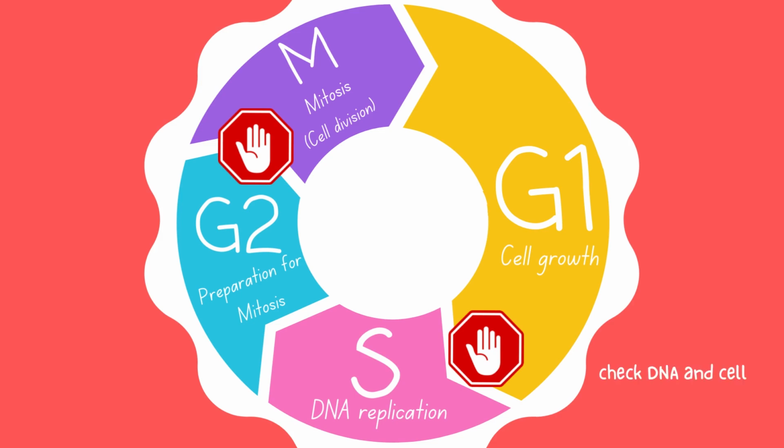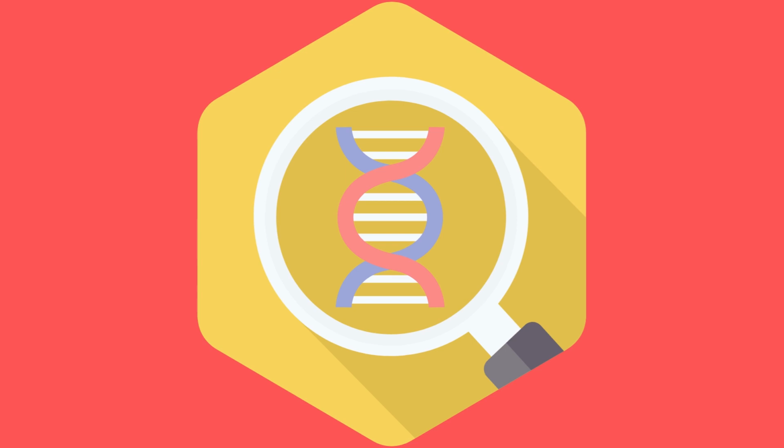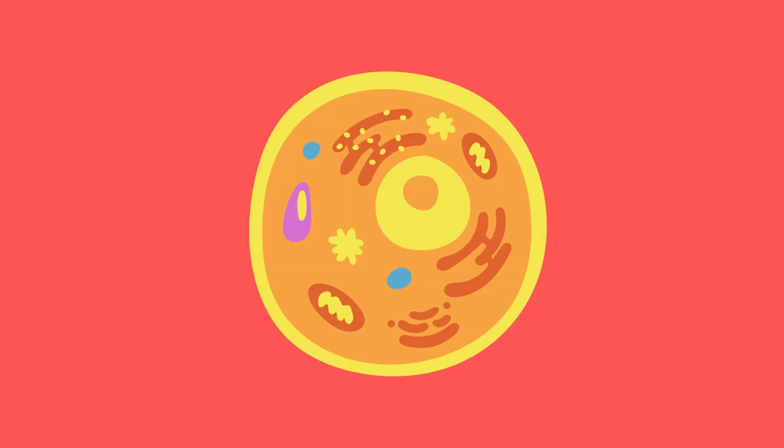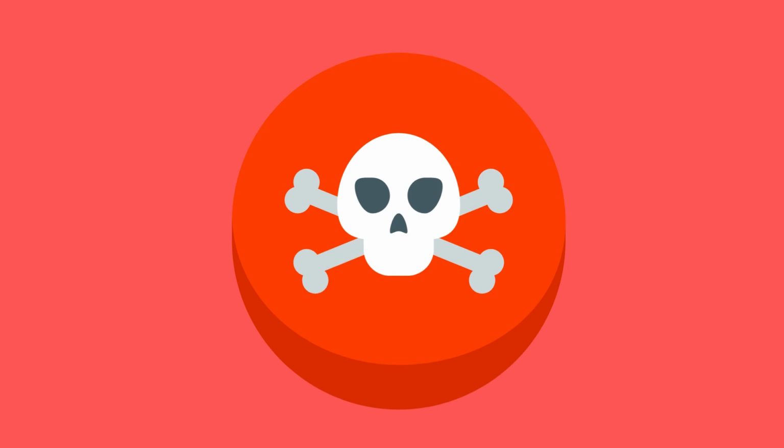In the G1 checkpoint, the cell checks for any DNA damage. And in the G2 checkpoint, the cell takes one final check for any DNA damage or cell damage before cell division. If the cell fails at the checkpoints, the cell goes back to the G0 phase to repair the DNA. However, if the damage is irreversible, the cell can self-destruct through the process of apoptosis.